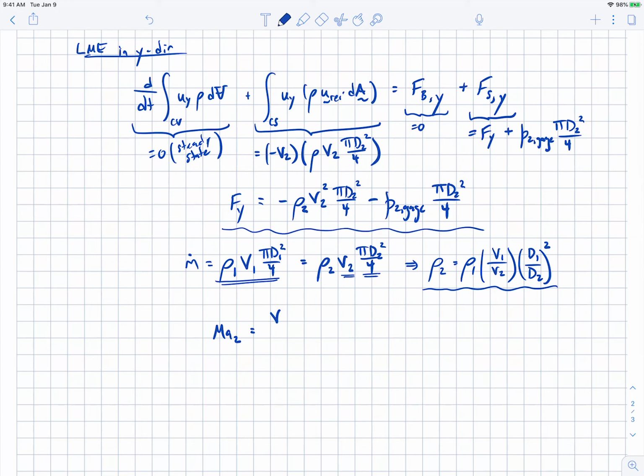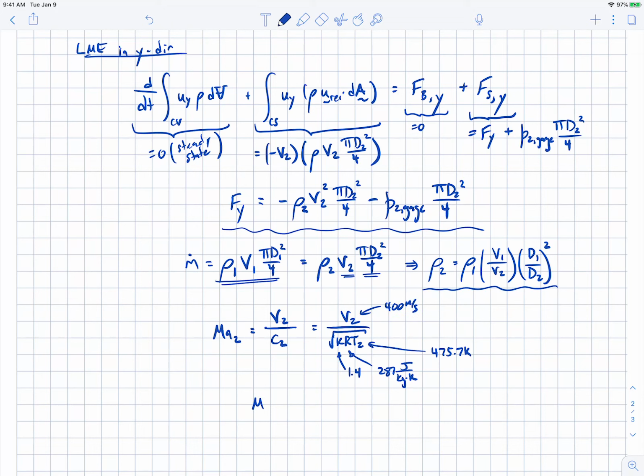And the Mach number at the exit is going to be V2 all over C2, where C2 is the speed of sound there. So that'll be V2 all over square root of kRT2. And we know what V2 is. That was given as 400 meters per second. k for air, the specific heat ratio, is 1.4. R, of course, is 287 joules per kilogram Kelvin. And T2 we were given in the problem statement as 475.7 Kelvin.